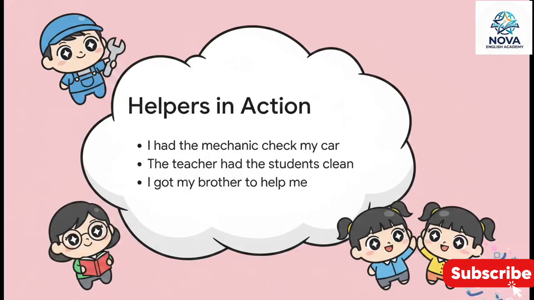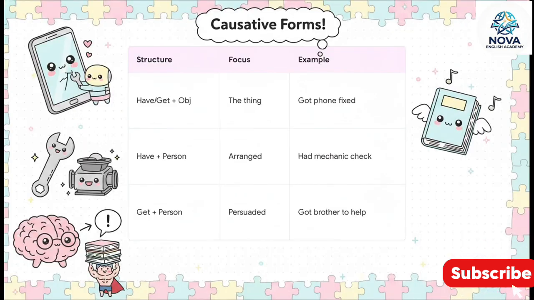Let's actually see these helpers in action. I had the mechanic check my car. Since we use had, there is no to before check. The exact same goes for the teacher had the students clean the classroom. But for I got my brother to help me, well, because we used a form of get, we absolutely must add to before help. It perfectly distinguishes whether we're professionally arranging a service with a mechanic or persuading a sibling to lend a hand.